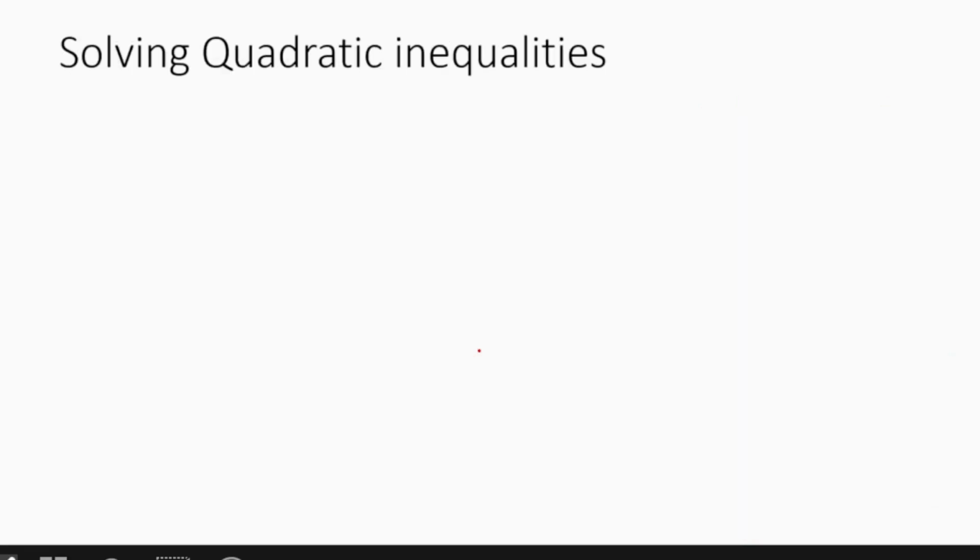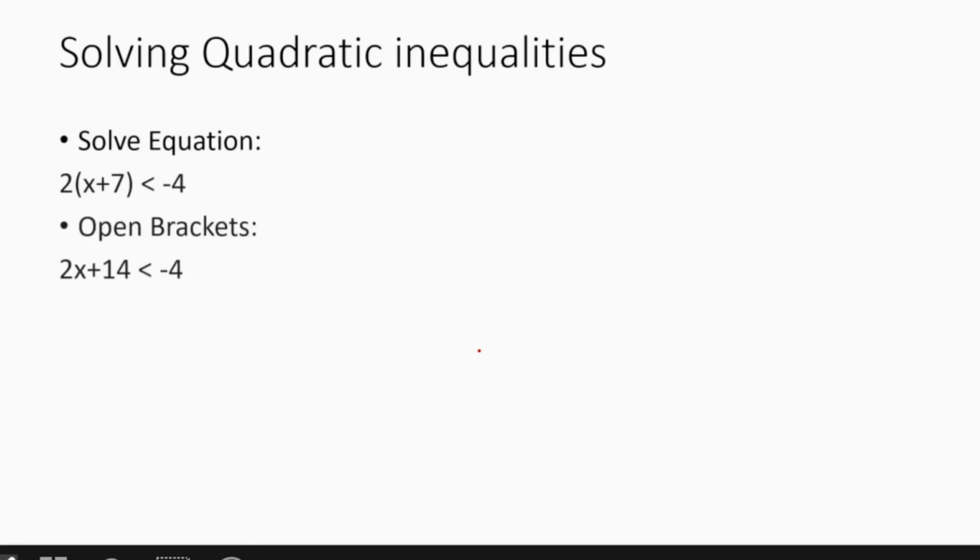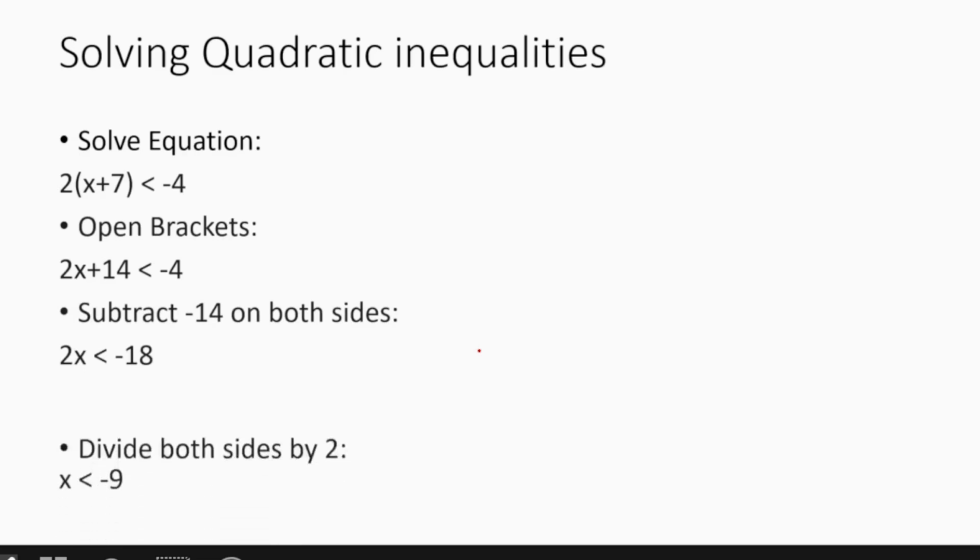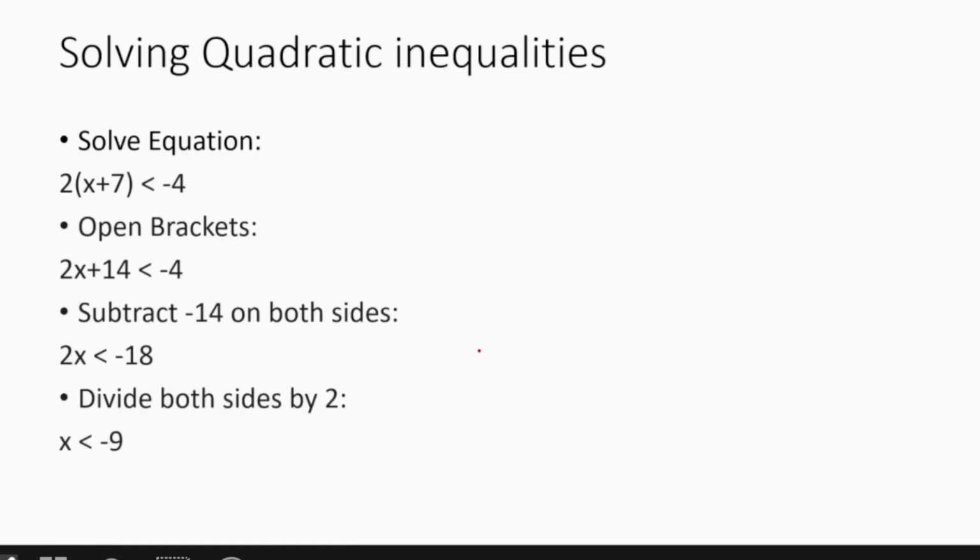So now let's take an equation like this: 2(x + 7) < -4. What you are going to do is firstly open the bracket, so this becomes 2x + 14 < -4. Now what you are going to do is subtract 14 on both sides. So it becomes 2x < -18, and then you divide both sides by 2. So what you get is x < -9.